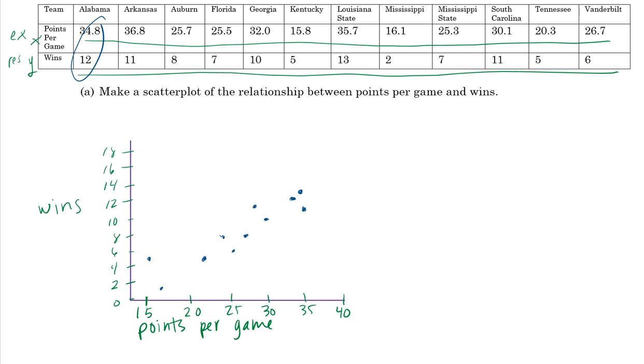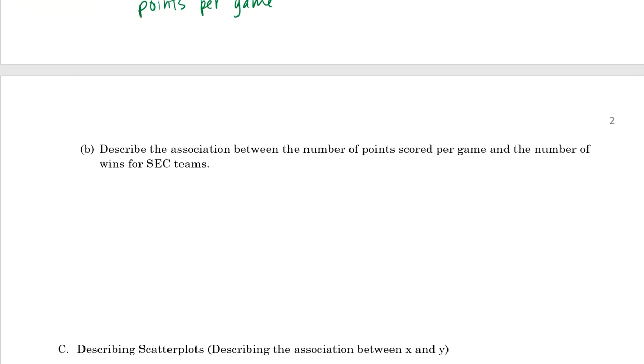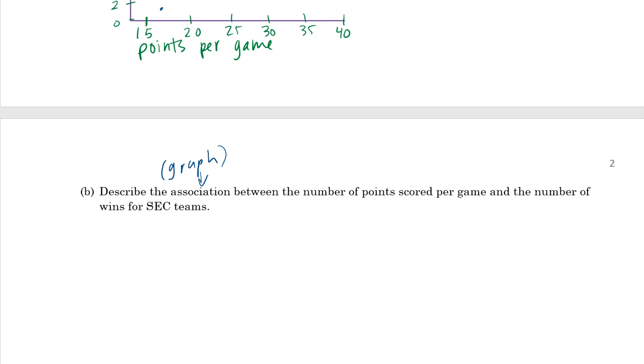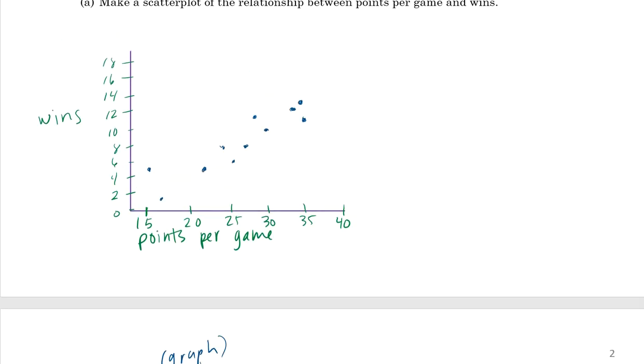So if you flip over to the next page, they ask you to describe the association. Whenever they say describe the association, they mainly mean describe the graph. Okay. So describe the association between the number of points scored per game and the number of wins for SEC teams. If you want to pause the video here, that's fine, and discuss what you notice. I am guessing that whatever you naturally come up with is exactly what you should talk about. So go back up to the graph, talk to your group, and describe the association showing the relationship between points per game and wins. So pause, go ahead and do that, and then check back with me.